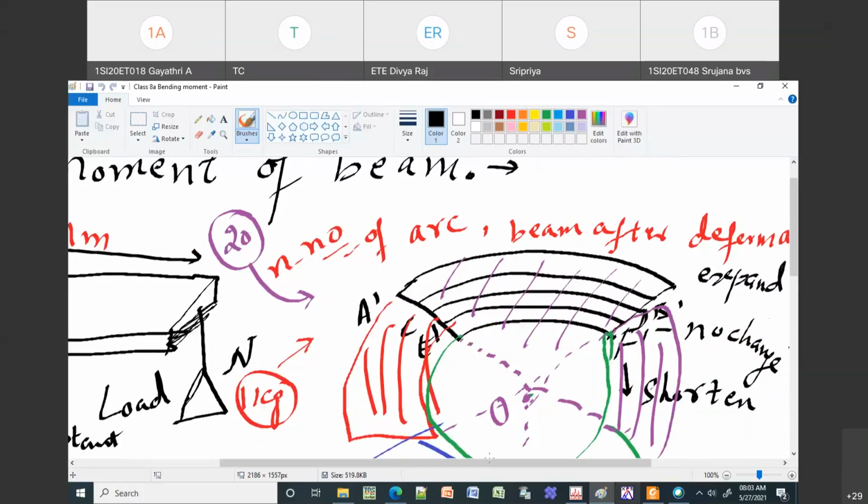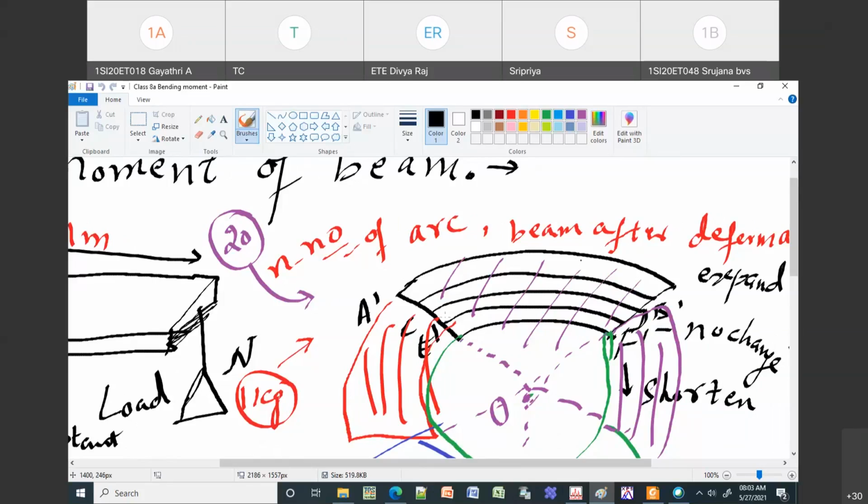So this was already covered. What actually happens is you will get something like this, which is shown in the black. The layer in the top surface is going to expand, and the layers in the bottom surface are going to get contracted or shorter. They'll become shorter, and then the layers above in the upper surface will expand.